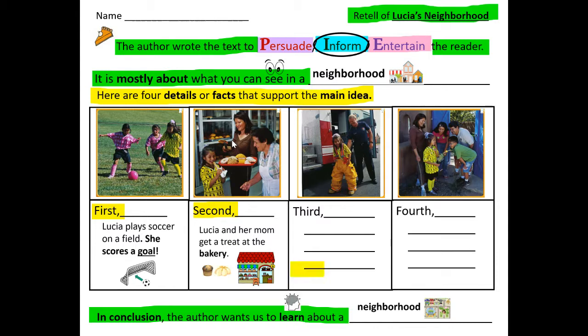All right, let's look at the third picture. Tell me out loud, what's going on in the third picture? What can you tell me about this in Lucia's neighborhood? Well, third, the firefighter lets Lucia try on some pants. So remember the word firefighter and pants? Lucia tries on those huge firefighter pants.